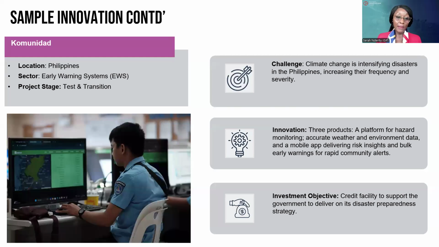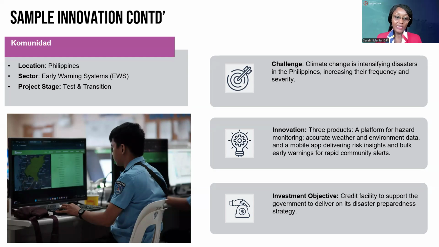One to public sector clients, and the first one is a software as a service product that is designed for government officials. And the software is able to monitor hazards and also provide forecasts. An early warning system delivered through web and mobile software.